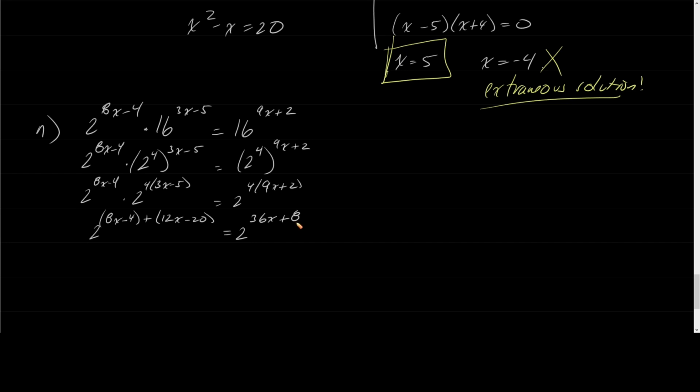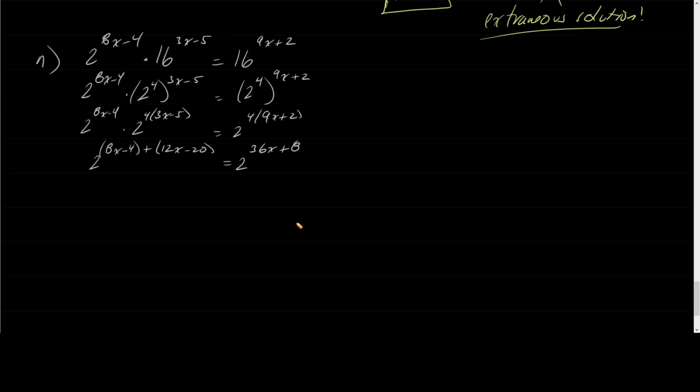At that point, what can we do here? Well, we can say that the exponents must be equal to each other. So we have 8x plus 12x, so 20x, and negative 4 plus negative 20 is negative 24, must be equal to 36x plus 8. At this point, let's put all the x's to one side and all the non-x's to the other. So I end up with negative 16x is equal to 32. I just added 24 and subtracted 36 on both sides. So that tells me that x is equal to negative 2.